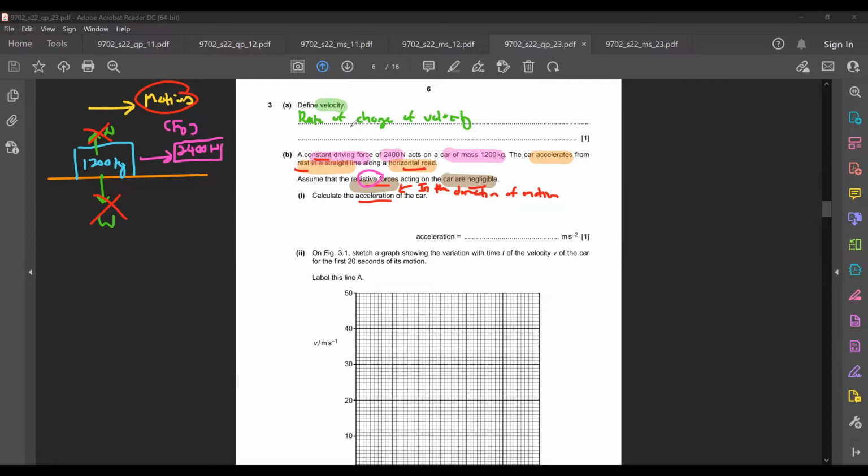So in your case, this one is pretty straightforward. F net equals ma. Your net force is just your driving force, 2,400. Your mass is 1,200 kg times a. So a is going to be 2.0 meters per second squared. Okay, pretty straightforward.